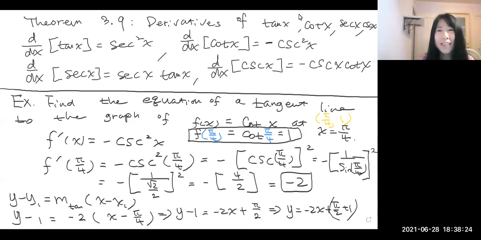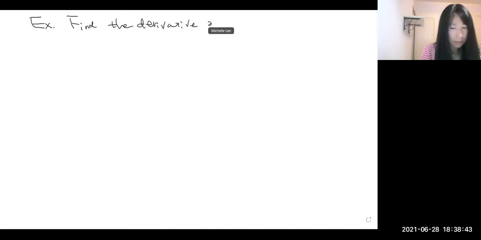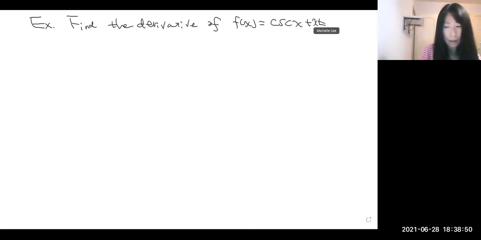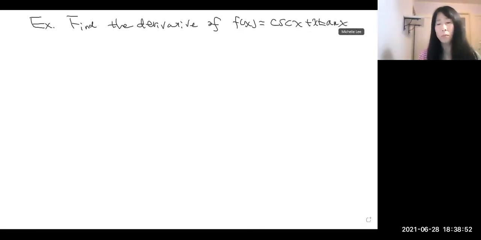Let me erase. Okay. All right. Let us find the derivative of f of x equal to cosecant x plus 10x. All right.